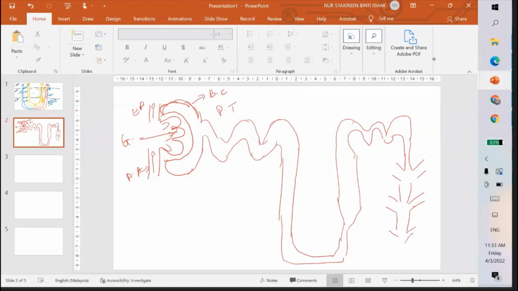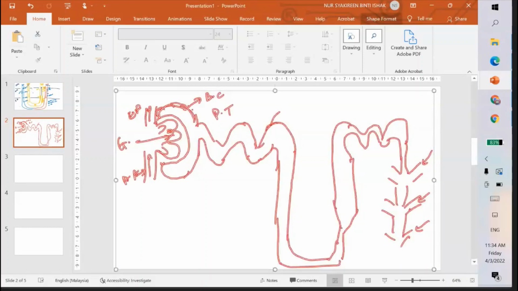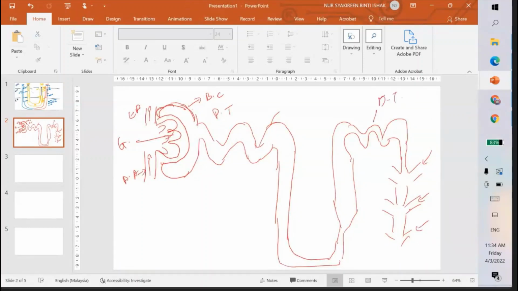Kenapa ada cabang-cabang ni? Because actually it receives filtrate from several other nephrons. Okay, so your drawing must be properly labelled. Kena label baru dapat markah lah. Drawing and labeling contribute to the marks. Okay, so the distal tubule, collecting ducts, loop of Henle. Okay, loop of Henle. Alright.